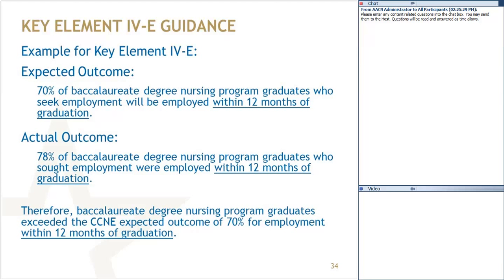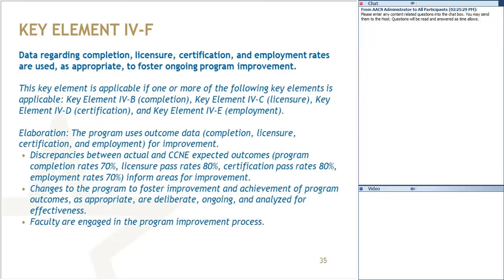So here are some examples of 4E. The expected outcome is that 70% of the baccalaureate degree graduates who seek employment will be employed within 12 months of graduation. And what this particular hypothetical school discovered is that 78% of their graduates from their baccalaureate program were employed within 12 months of graduation. Therefore, the baccalaureate program exceeded CCNE's expectation of 70% for employment within 12 months of graduation. That's an example of how a school might write to this part of 4E.